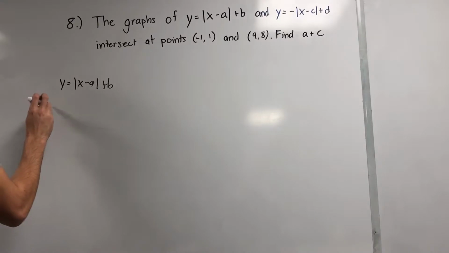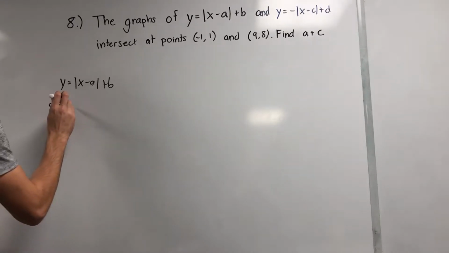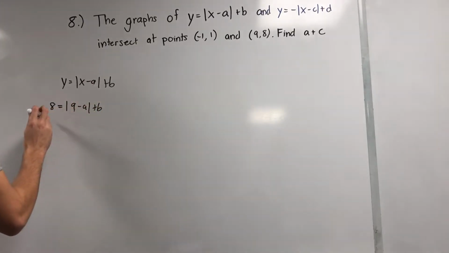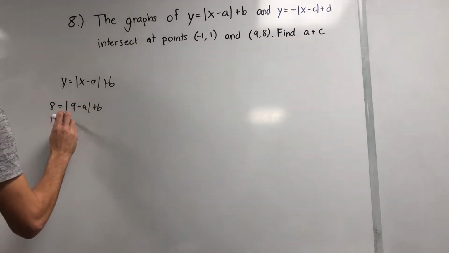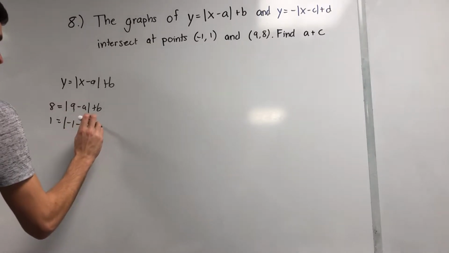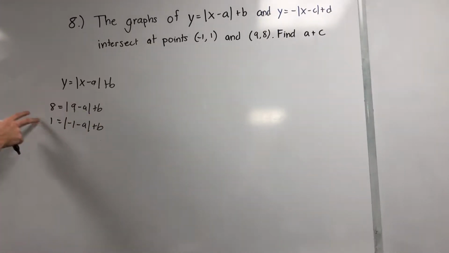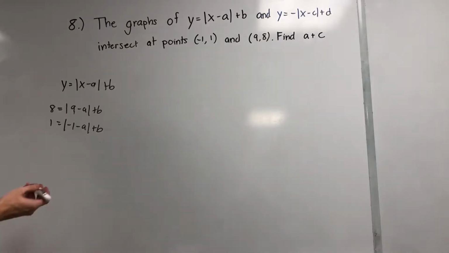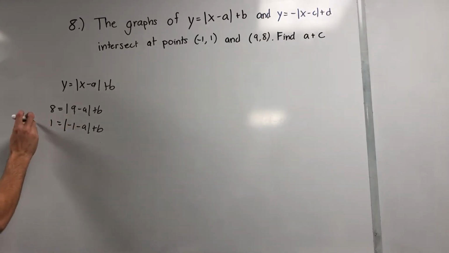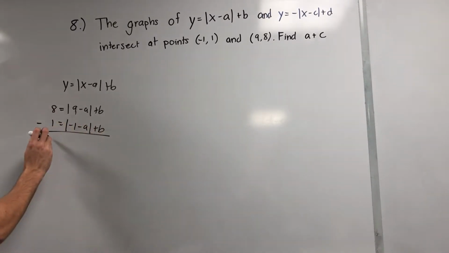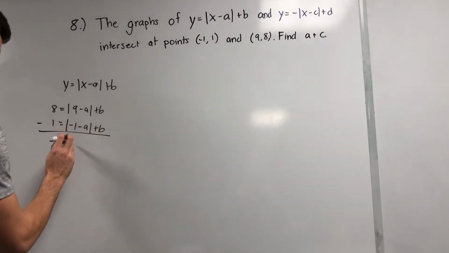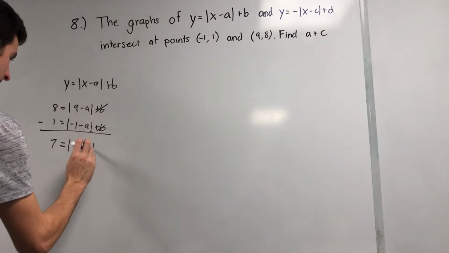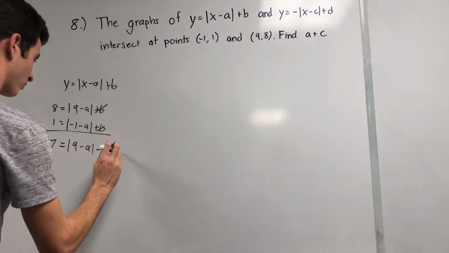So that means that 8 equals the absolute value of 9 minus a, plus b, and 1 equals the absolute value of -1 minus a, plus b. So now you have two equations and two unknowns, so you can solve for a and b. You really just need to solve for a. If you subtract these two equations, then you get 7 equals, the b's cancel out, the absolute value of 9 minus a minus the absolute value of -1 minus a.